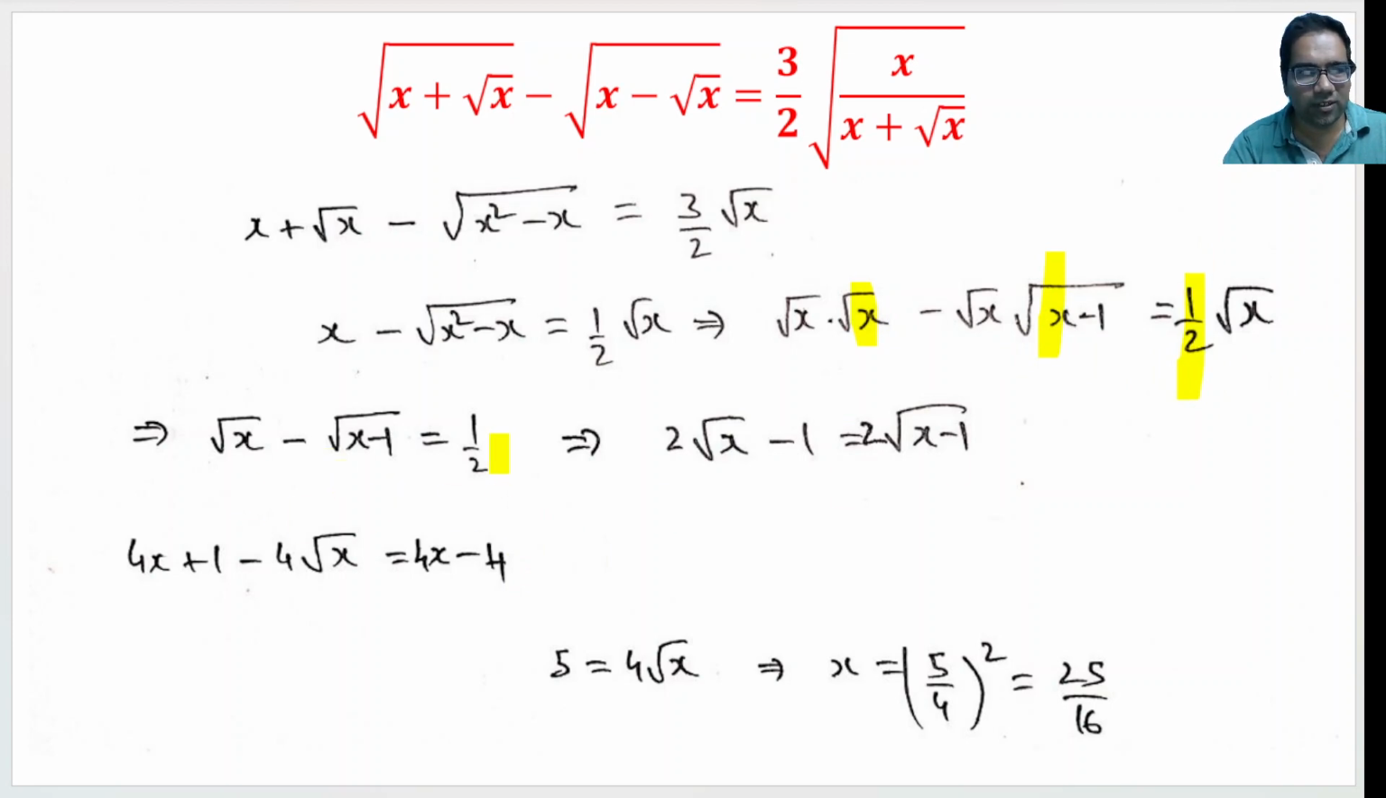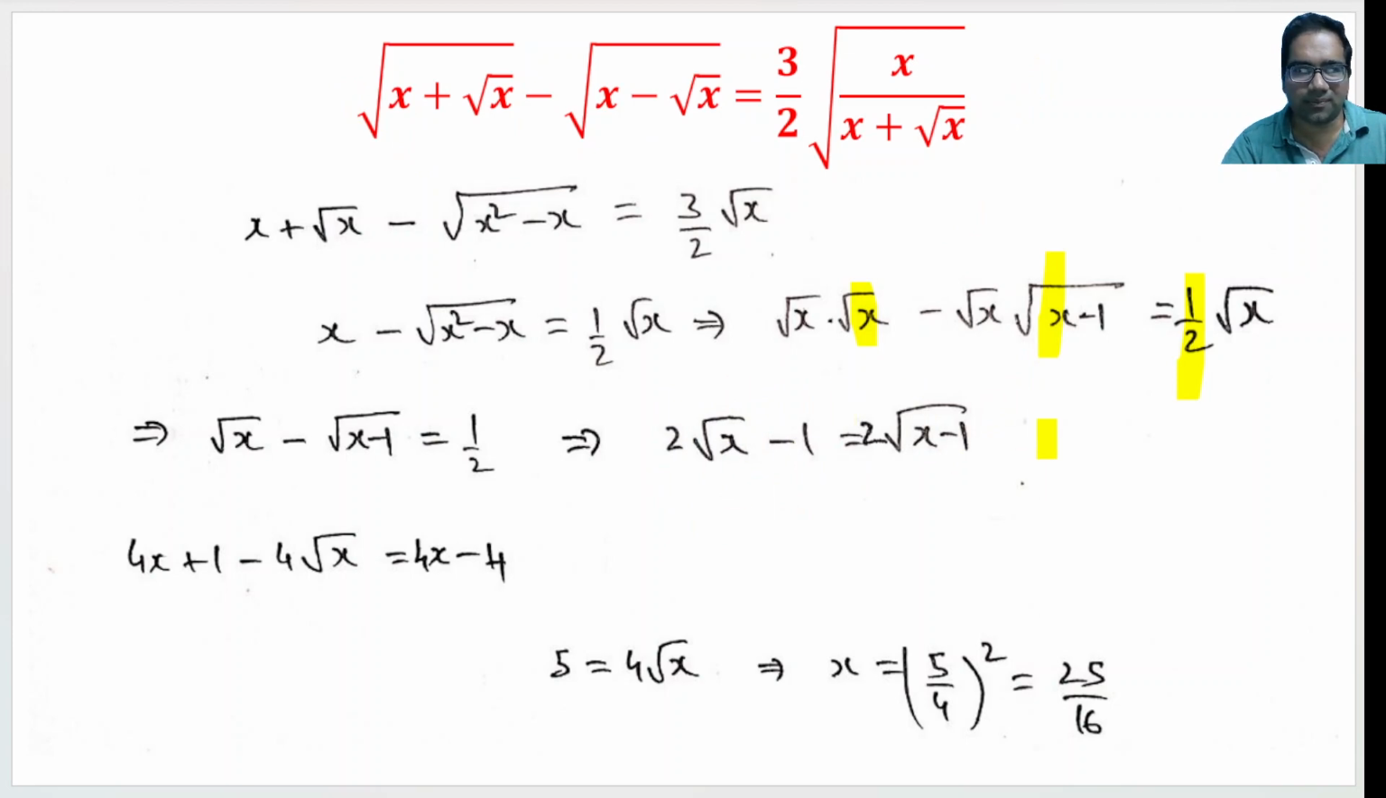What does that mean? If we do the cross multiplication, 2 times root x minus 2 times... root x minus 1 equals 1. So let us take one of them to the other side. Then it becomes 2 into root x minus 1 equals 2 into root x minus 1. This is much more simplified. Basically, this is again a simplified version of our own original equation.